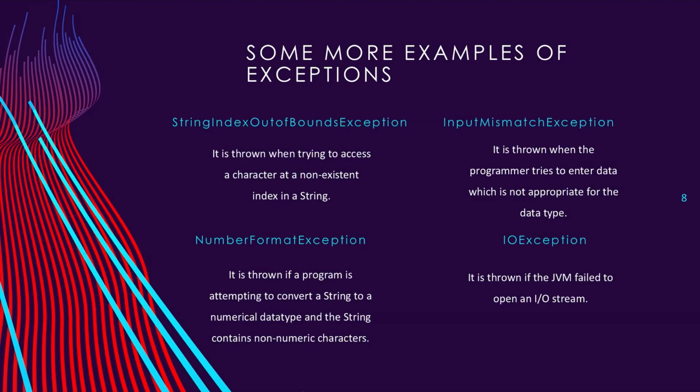Then we have input mismatch exception. This is the thing which I was talking about earlier in the video. It's thrown when a programmer tries to enter data which is not appropriate for the data type. For example, you've written code expecting the user to input an integer, but the user inputs a string. There's an input mismatch there, therefore input mismatch exception. Then we have number format exception. This one is thrown if a program is attempting to convert a string into a numerical data type, but the string contains non-numeric characters.